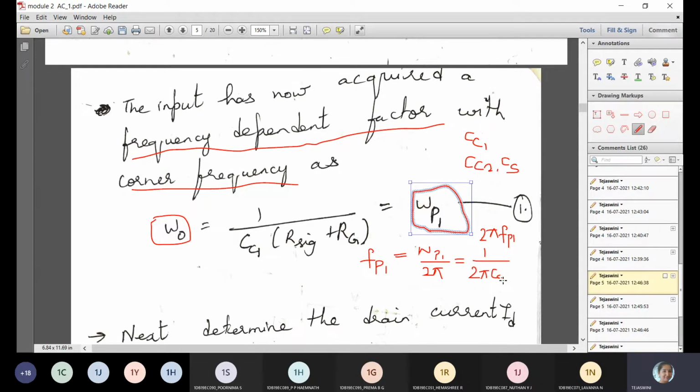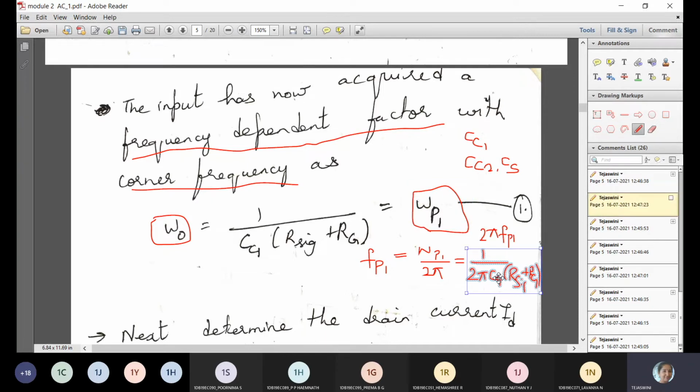So this is CC1 into R signal plus RG. I don't have space here. So FP1 formula is 1 by 2 pi CC1 into R signal plus RG. Okay. So we got one corner frequency. Shall I continue? Yes, ma'am.